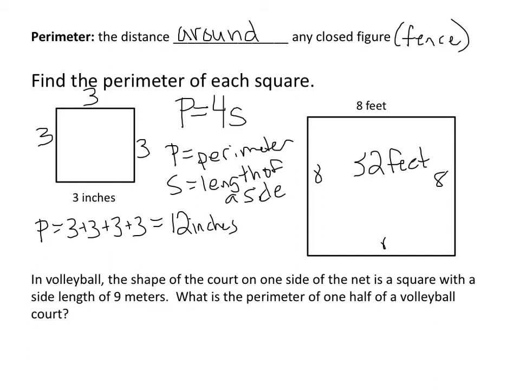Okay, so using that information, I want you to pause the video and see if you can find the perimeter for the next problem. In volleyball, the shape of the court on one side of the net is a square with a side length of 9 meters. What is the perimeter of 1/2 of a volleyball court? Well, since we know it's a square and its side is 9 meters, its perimeter is equal to 4 times 9, or 36 meters.